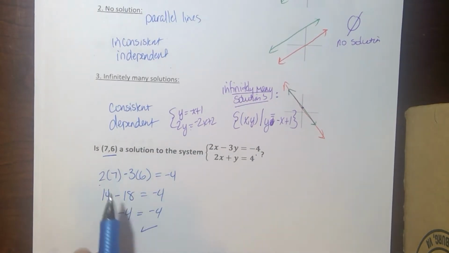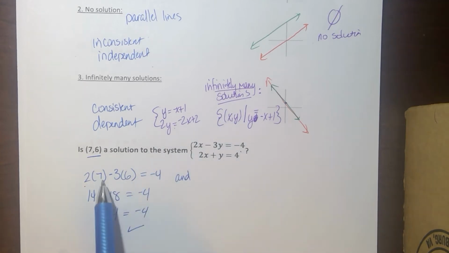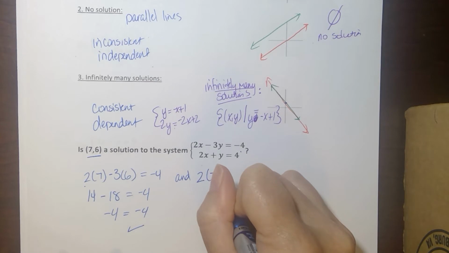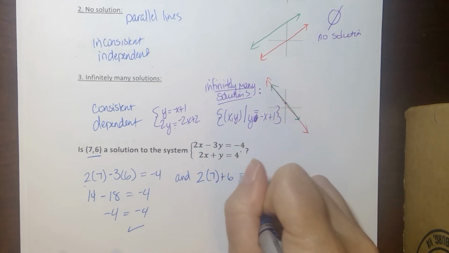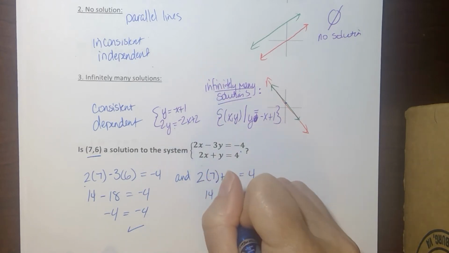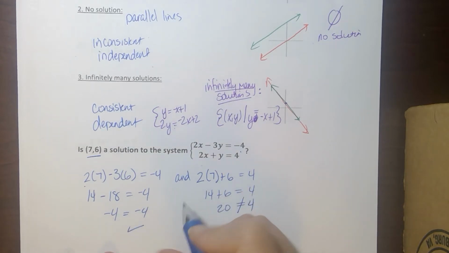Does that mean that this is a solution? We don't know yet. We have to check the other equation. So for it to be a solution, it has to work here and here. This one would be 2 times 7 plus 6 equals 4. And I can look at that and say, I got a problem, right? 2 times 7 is 14. 14 plus 6 is not 4. 14 plus 6 is 20. And 20 is not equal to 4. So that ordered pair is not a solution.